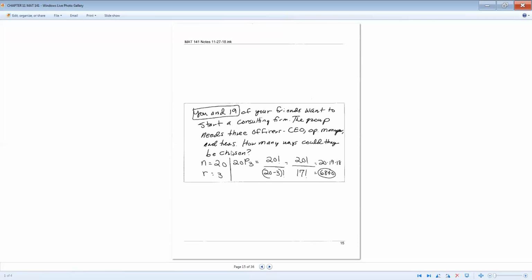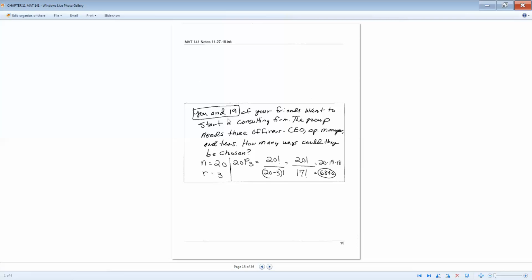So let's look at an example. You and 19 of your friends want to start a consulting firm. The group needs 3 officers, CEO, operating manager, and treasurer. How many ways could they be chosen? In this type of example, this would be a permutation because we don't want to repeat either one of our offices. We don't want the CEO to be the operating manager or the treasurer or vice versa. So we got to be careful here.